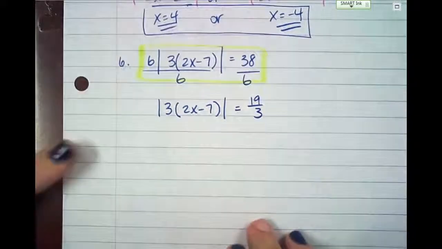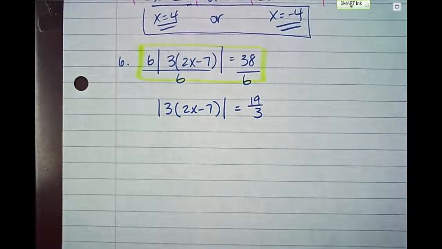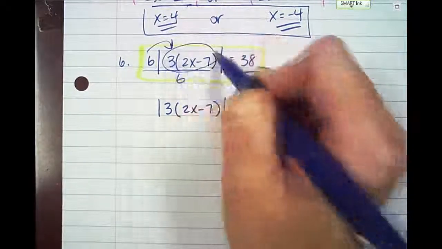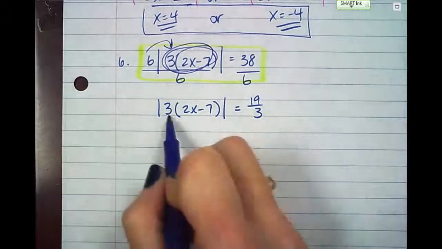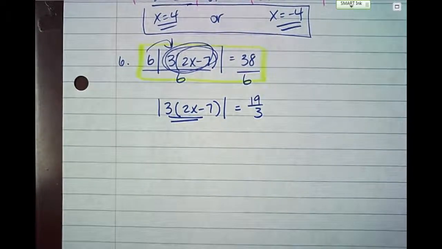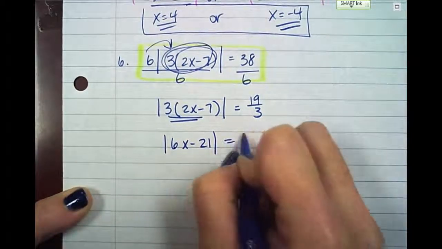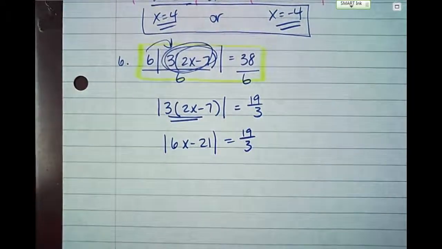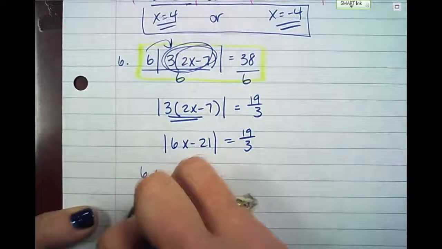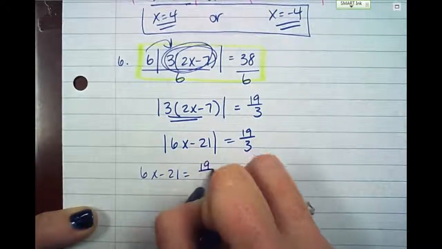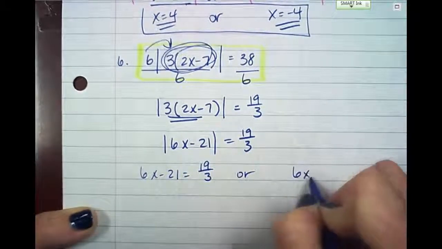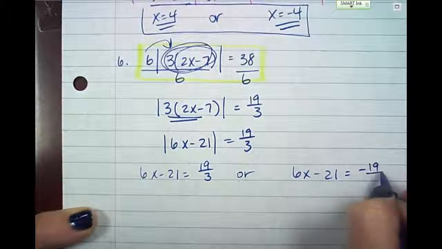Okay, now, this step just depends on what you want to do. I was not allowed to distribute this way because you have to take care of what's inside first. Now you can clean up just what's in the radical. I'm sorry, what's in the absolute value. So here you're at 6x minus 21 equals 19 thirds. And as you know, 2 values might make it true. Sometimes it's just 1, it just depends. But in this case, 6x minus 21 is 19 thirds, or 6x minus 21 is negative 19 thirds.